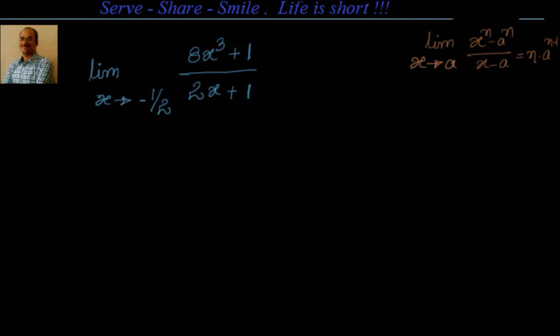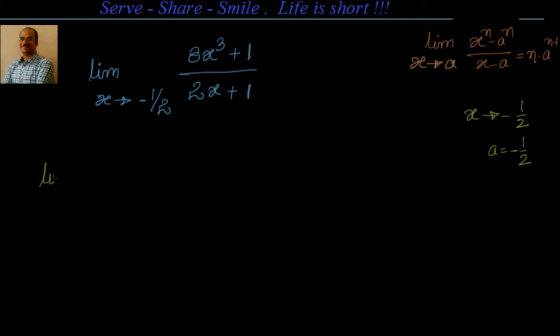But I have a hint here which tells me x tends to minus 1 by 2. Now what's the meaning of that? X tends to minus 1 by 2. We know from the formula that a equal to minus 1 by 2. That means I have to convert this into the form of x to the power of n minus a to the power of n by x minus a, where a equal to minus 1 by 2.